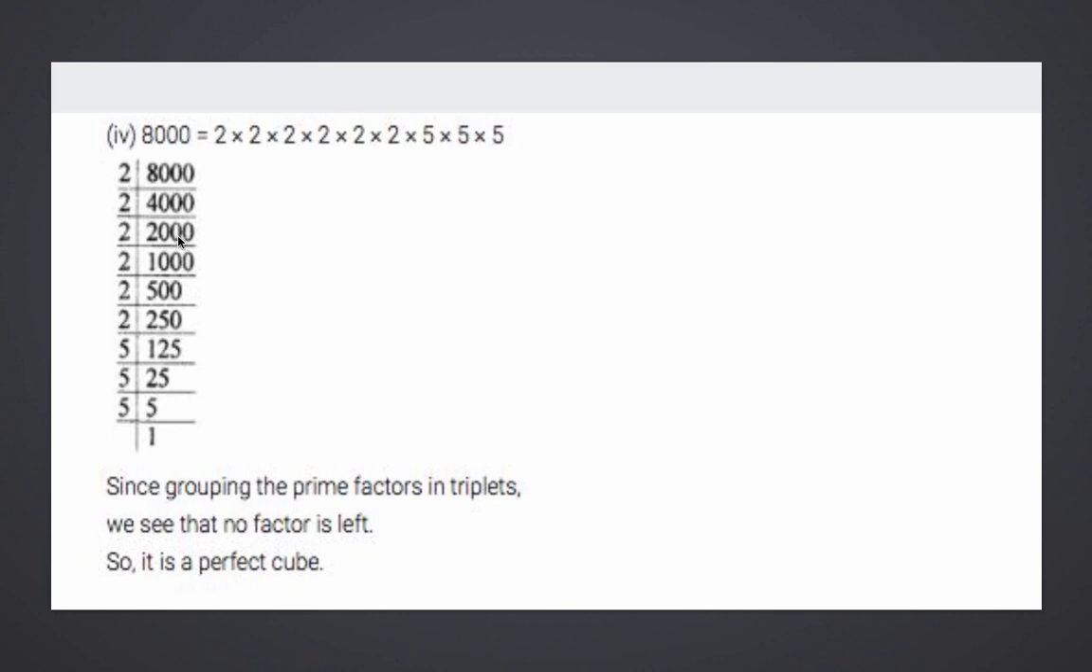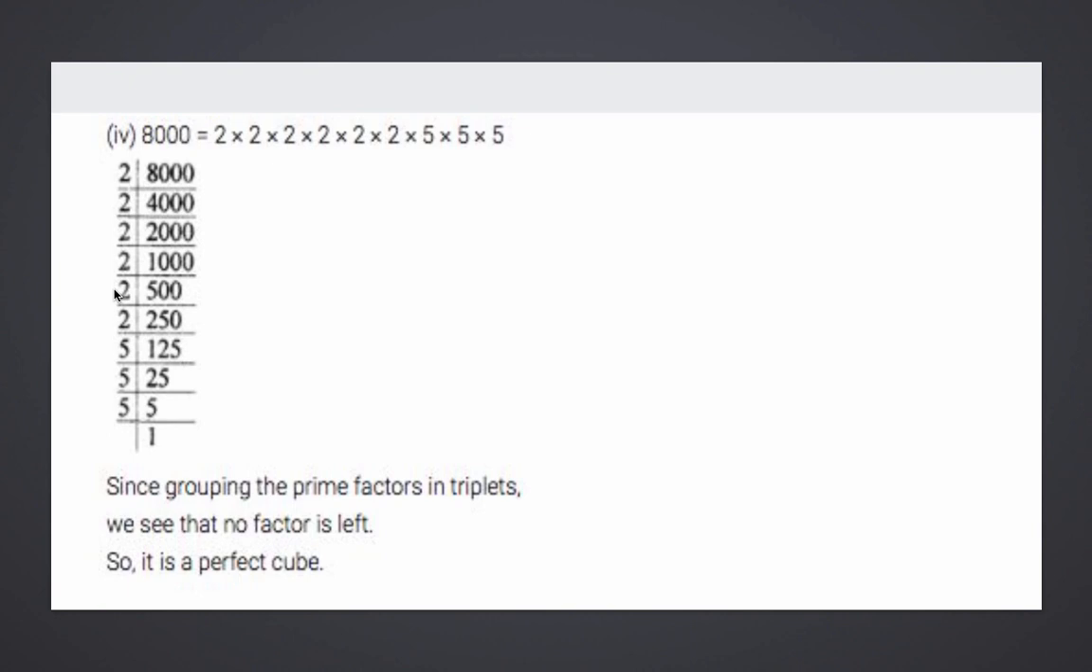So let's start with 2. 8000, 4000 we get 2. 2000 we get next 2. 1000, next 2. 500, next again one more 2. 250 and 2. 125 is left. Now 5 25s are 125, 5 5s are 25, 5 1s are 5. So how many times is this 5 repeated? 3 times. Next 2, pair it up, 3 3. Why? Because it is cube, our cube root, and we do the grouping of 3 3.